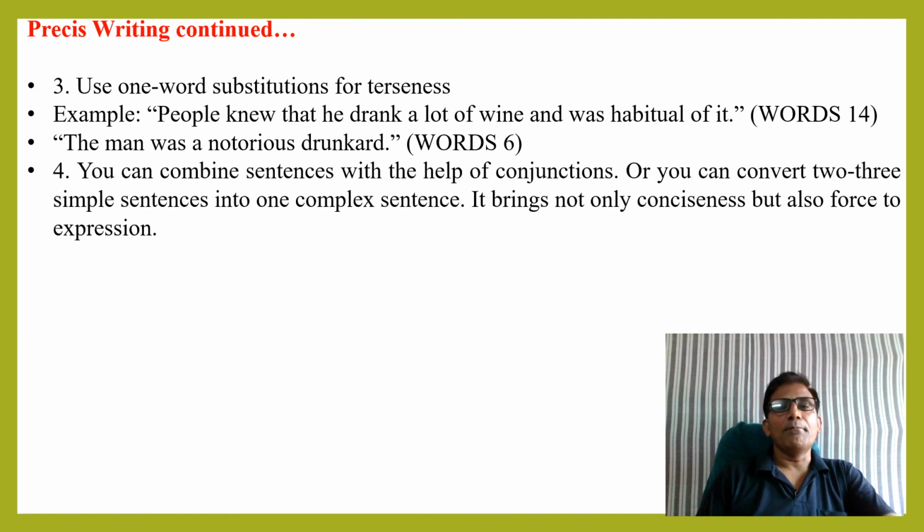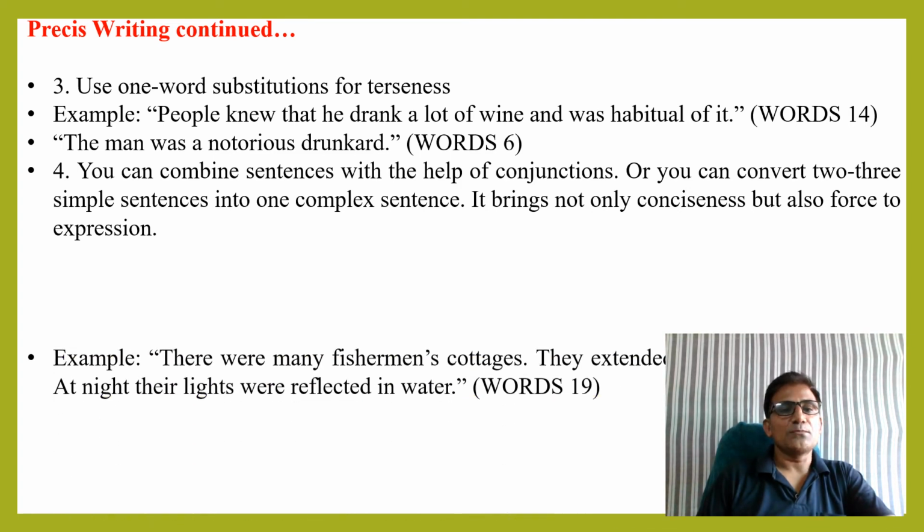Another example of strategy: you can combine sentences with the help of conjunctions. You can convert 2-3 simple sentences into one complex sentence. How will it decrease the number of words? Because if the subject is formed by more than one word and you write 3 sentences, then the subject has to come thrice. So the number of words will be decreased considerably. It brings not only conciseness but also force to the expression.